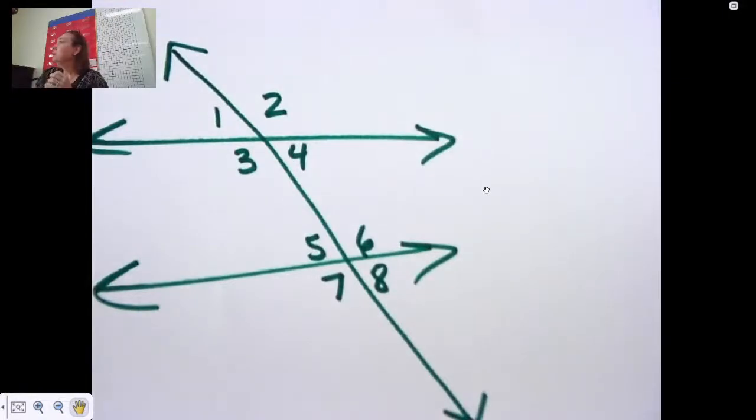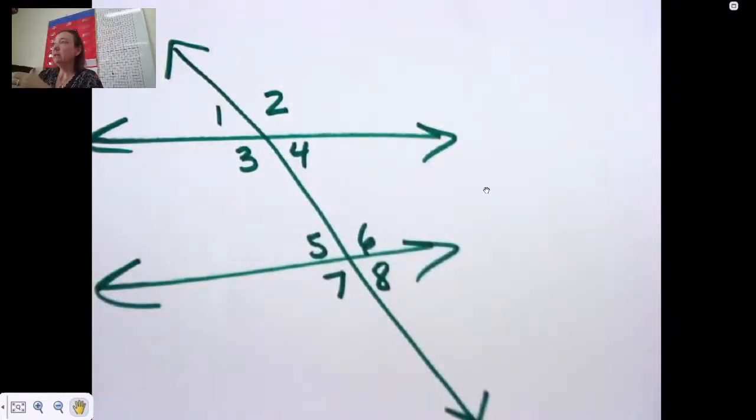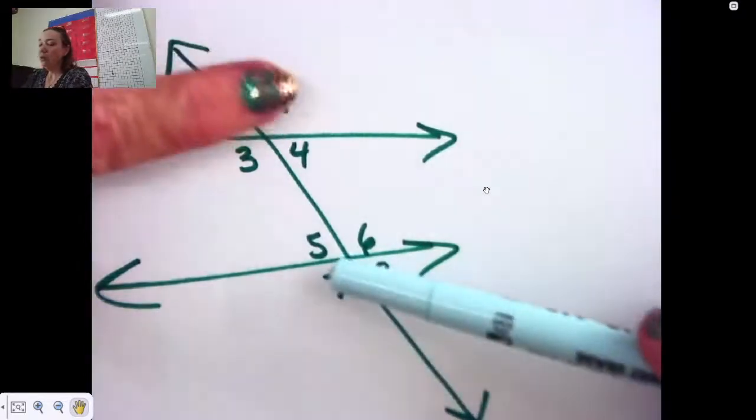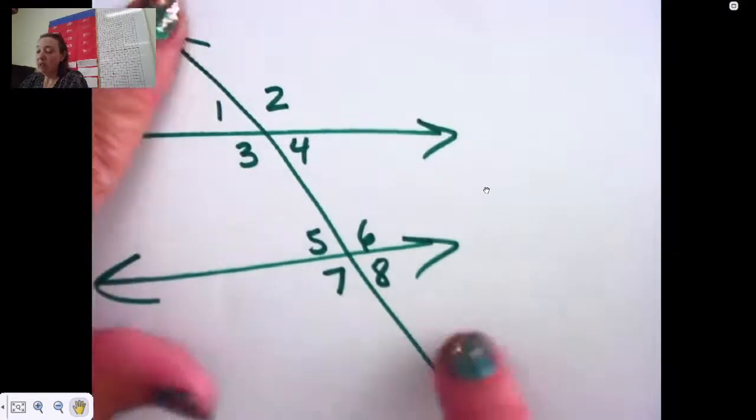What's a word we use for inside? Interior. So we're going to call these angles interior angles because they're inside those two lines. What do you think we're going to call the ones that are not inside? Exterior. So when we talk about these angle pairs, we're either going to say they're interior or they're exterior. If one's interior and one's exterior, they don't have that relationship, okay? Then we're also going to talk about where they are in relation to this line.